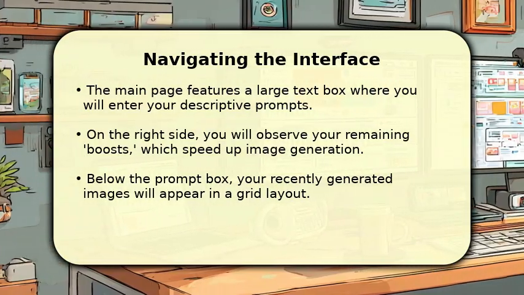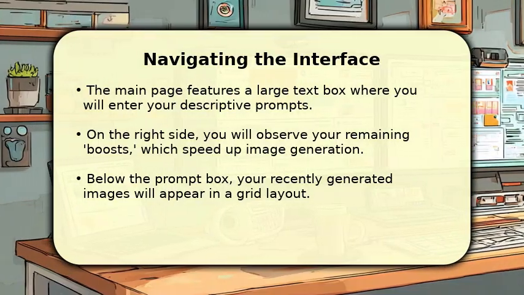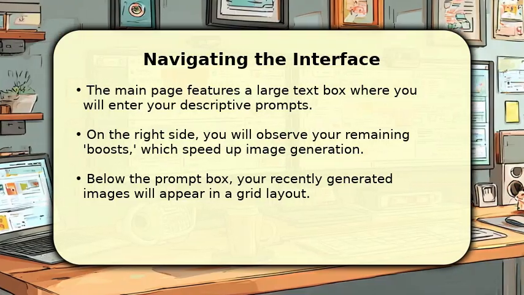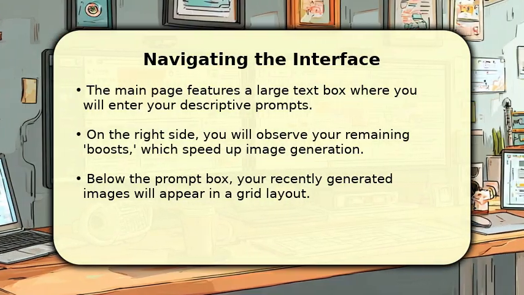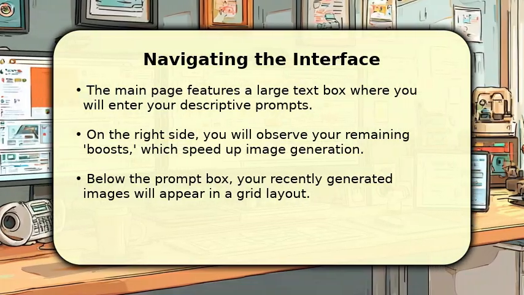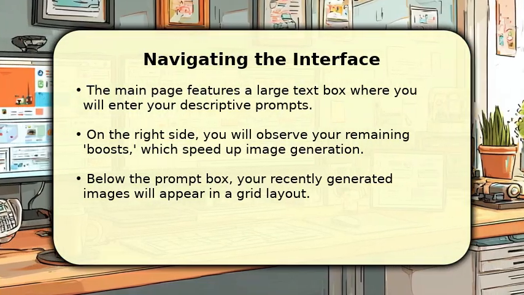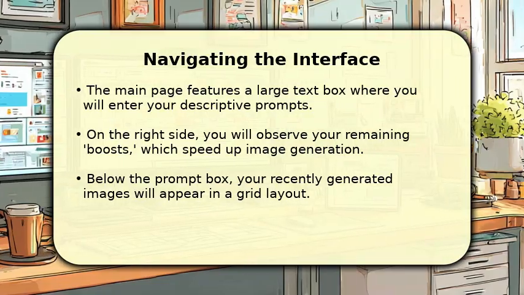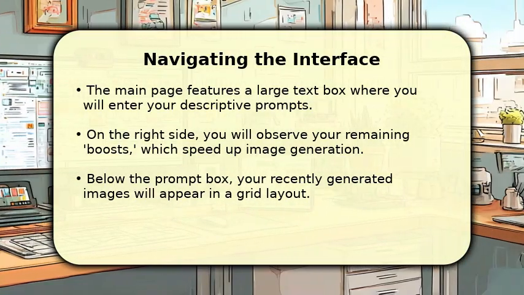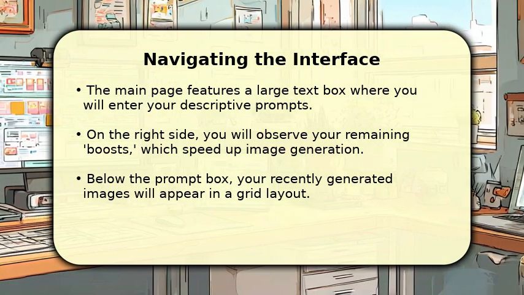At the top, there is a prominent text field where you type what you want to create, like a whimsical cat playing a tiny piano. To the right, observe your remaining boosts. These are like tokens that allow for faster image processing, and you receive 25 of them daily. Below that, your generated images will neatly populate, ready for review or download.